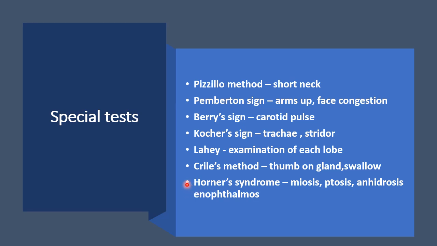Then Horner syndrome, due to pressure on the cervical sympathetic nerves: miosis, ptosis, anhidrosis, and enophthalmos. These are important things that you must look for in these patients.